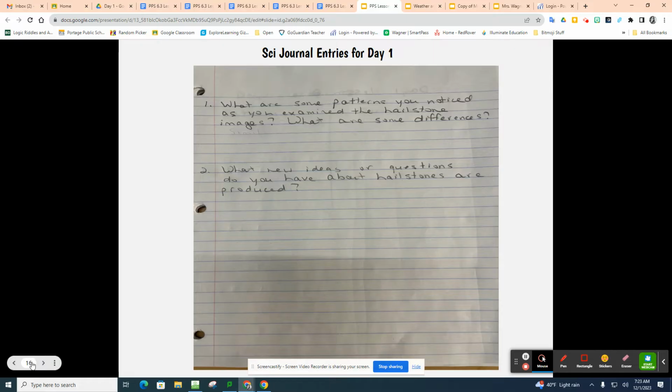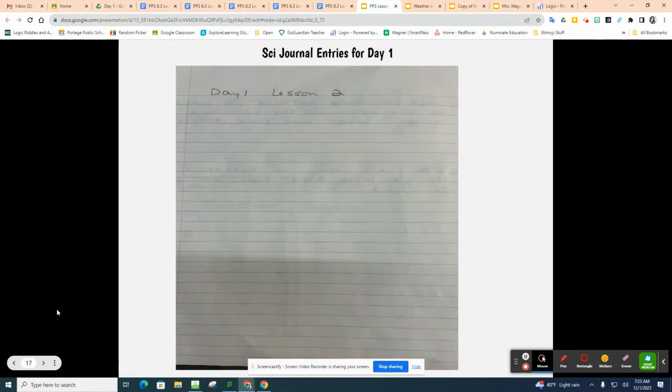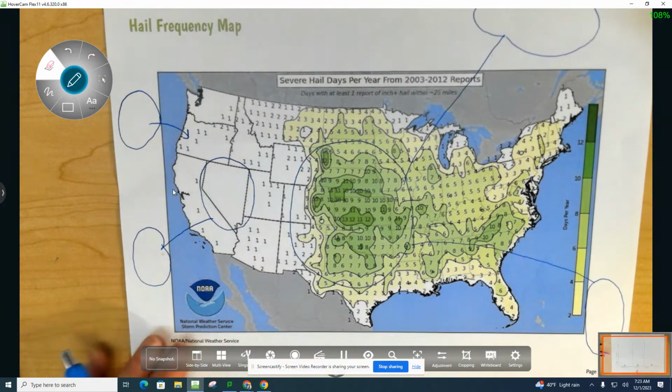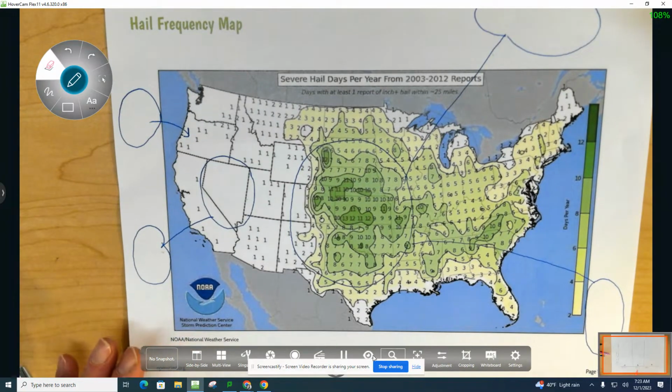All right, so once you get those done, you're going to go to this page, and at the top you're going to write day 1, lesson 2. You're going to leave that blank. There's nothing to write down. And what you'll do is with that page, you're going to get a map. And the map looks like this. And a couple things that I want you to do first with that map.